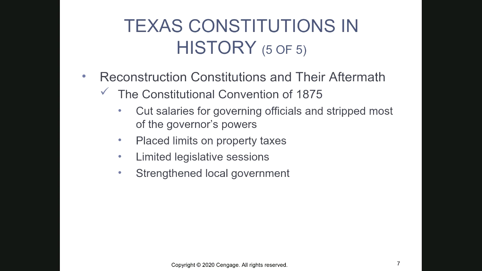Now notice that I said biennially and not biannually. It's important to keep those two distinct. Biennially means once every 2 years. Biannually means twice a year. So the new Texas Constitution says they're going to meet once every 2 years. And as a result, we went in and we strengthened what local government can do.